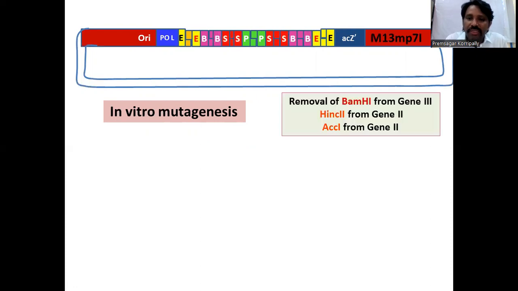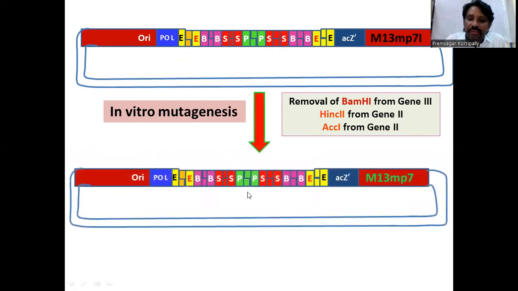Those unnecessary restriction sites are present in gene 2, especially BamHI. Gene 3 consists of BamHI, and AccI, which are also there in gene 2. Once you remove this BamHI, HincII and AccI from the M13mp7, that leads to the creation of a vector that is named M13mp7. This is our goal, the final vector.